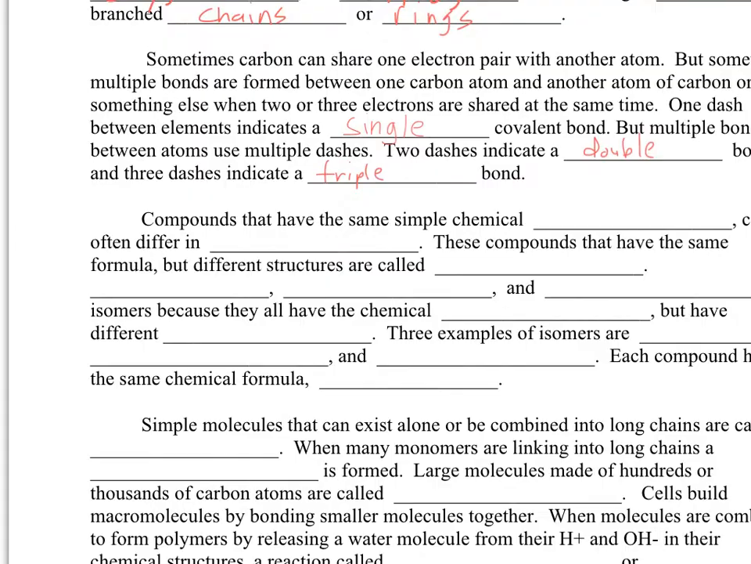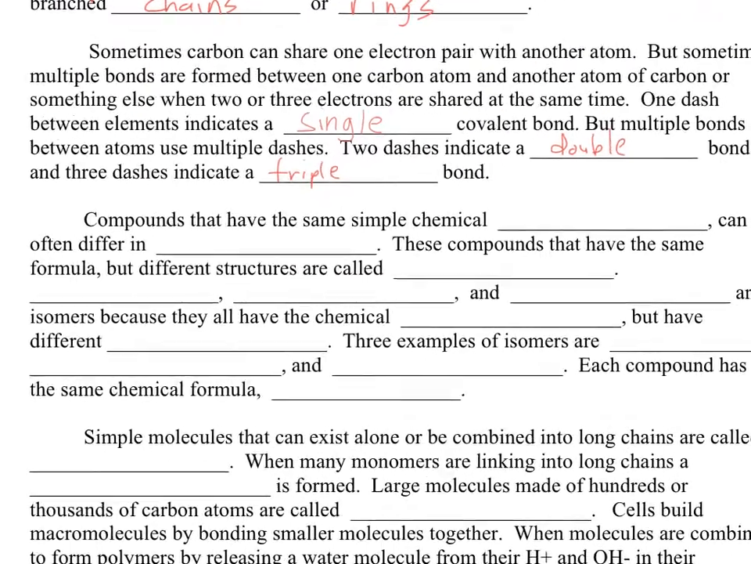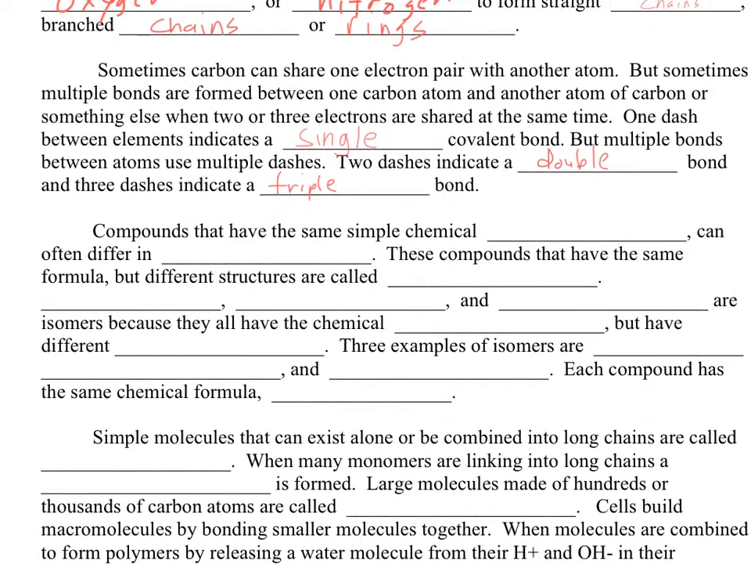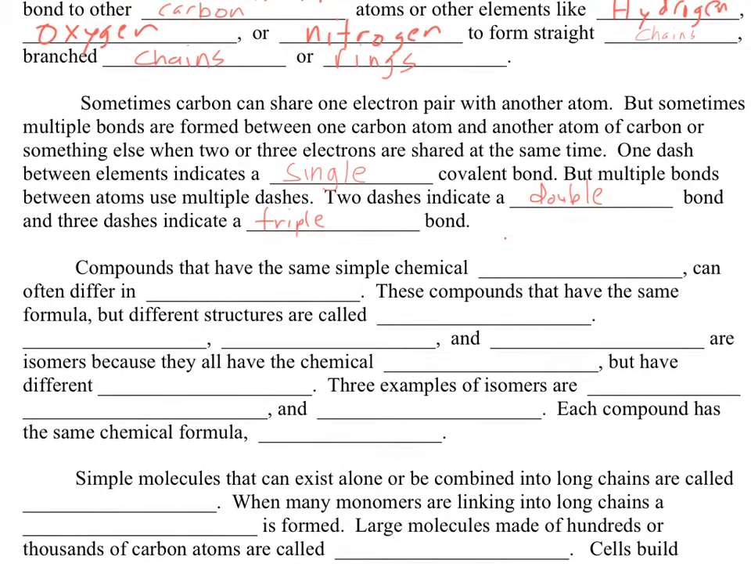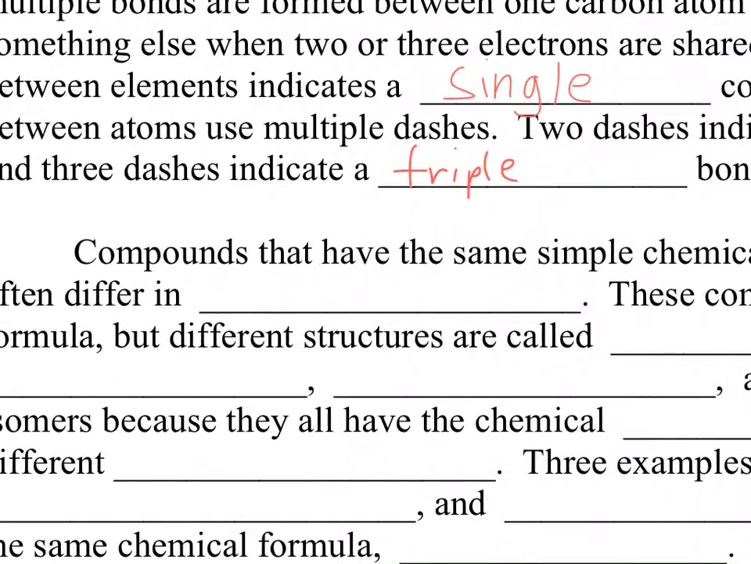Compounds that have the same blank can differ in blank. So the same chemical formula can differ in structure. Can everybody see the red okay? Yeah. Okay, they can differ in structure.